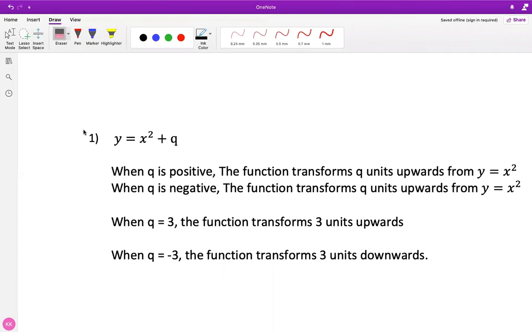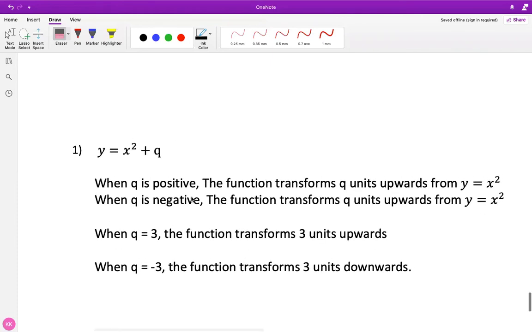Basically, we have the first condition, y equals x squared plus q, and I'm going to look at how the q here affects the function. I need to set up two hypotheses: when q is positive and when q is negative. Here is what you learn from school. When q is positive, the function transforms q units upwards from y equals x squared. Given y equals x squared, I just move it q units upwards depending on this constant here.